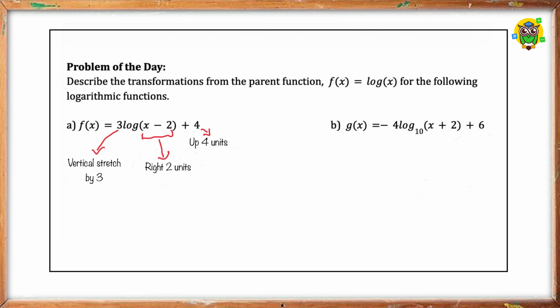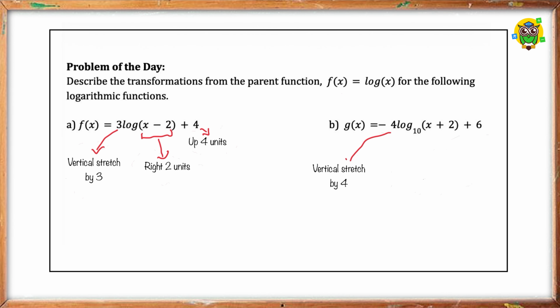g of x equals -4 log base 10 of (x plus 2) plus 6. We're starting off with a vertical stretch by 4, and that is due to the value of 4 in front of the log. We are then shifting 2 units to the left, and that is due to the 2 being added to our x. We are then moving upwards 6 units, and that is due to the 6 being added at the end of our function.